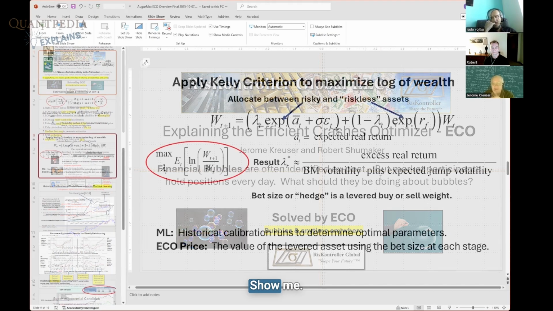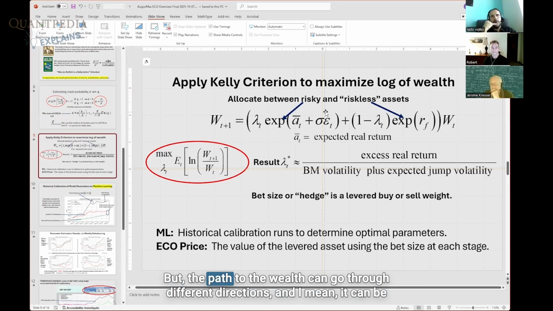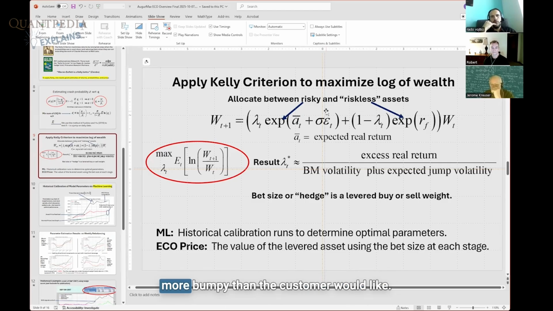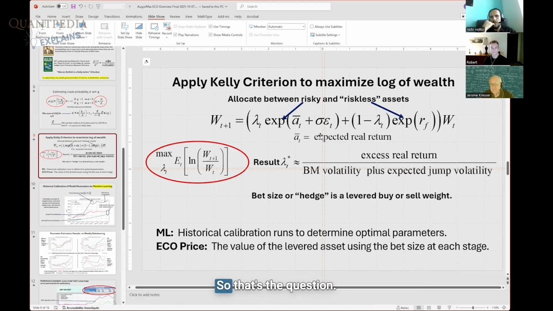But it is. Show me. My question was that when you are betting based on the Kelly, you are maximizing the wealth, but the path to the wealth can go through different directions. It can be more bumpy than the customer would like. So the model should include some way of tailoring to the maximum risk. How do you do that in real life or in a model?